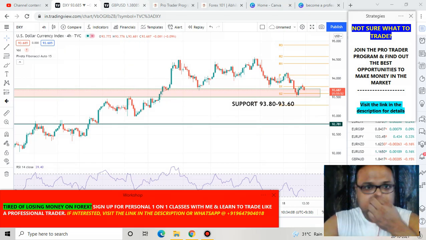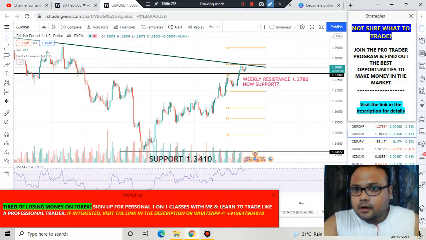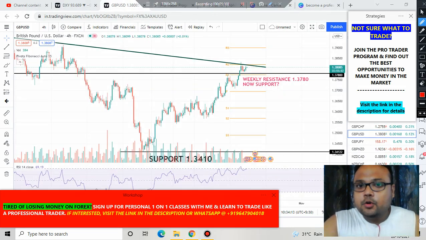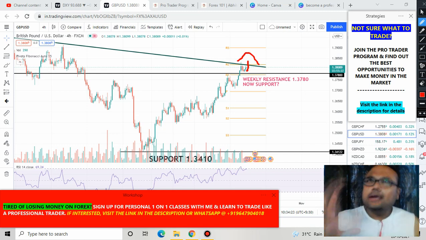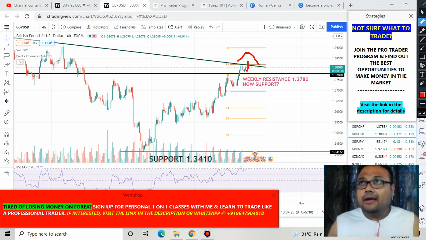So there is a good possibility of the dollar breaking the support and going down, and if that happens, obviously GBP USD will break the resistance and start going up, and then we can go for a buy. At that particular point of time I will click on the buy button. But till now, as long as the market is trading here, I will not do anything. I'll just keep on observing.